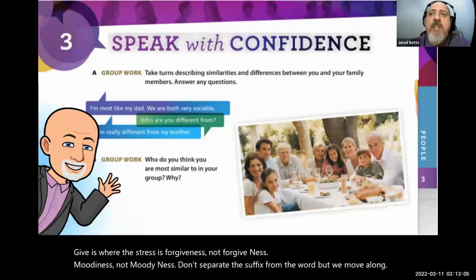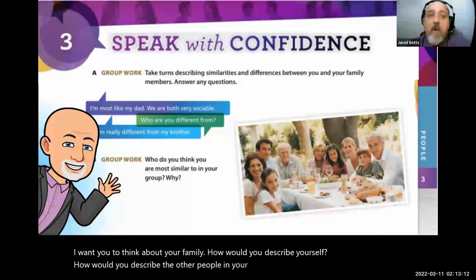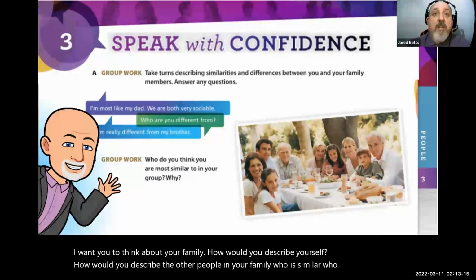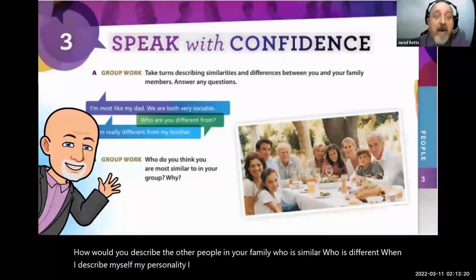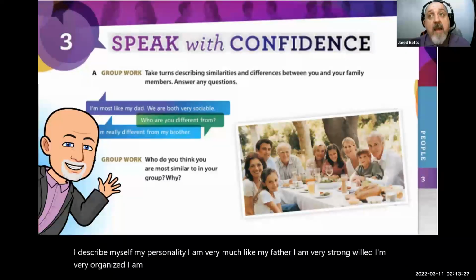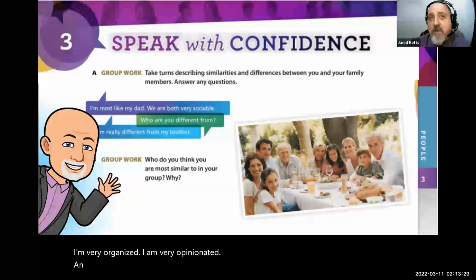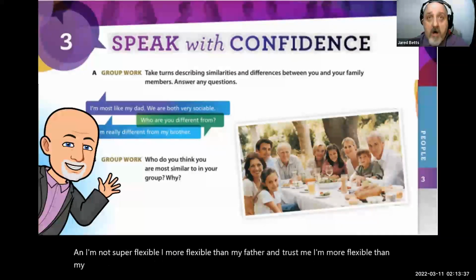Now, I want you to think about your family. How would you describe yourself? How would you describe the other people in your family? Who is similar? Who is different? When I describe myself, my personality, I am very much like my father. I am very strong-willed. I'm very organized. I am very opinionated, and I'm not super flexible. I'm more flexible than my father. And trust me, I'm more flexible than my father by a long way. But that's a different thing.